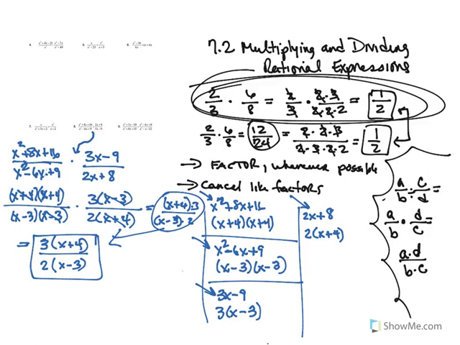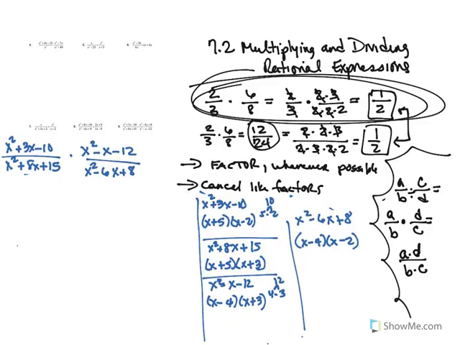All right, number 9. Okay, so here we have number 9. So I flipped first, right? So I turned my division into a multiplication. So the x squared minus x minus 12 became the numerator, and then x squared minus 6x plus 8 became the denominator. So I flipped my second fraction.